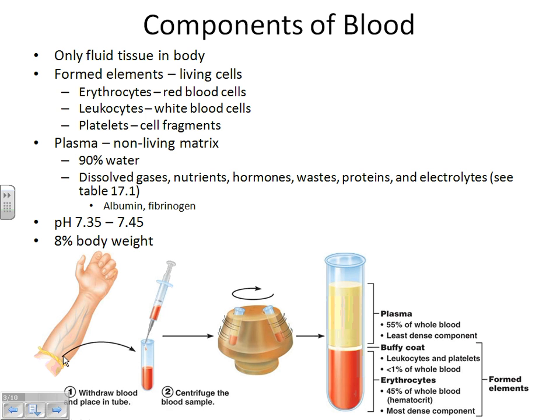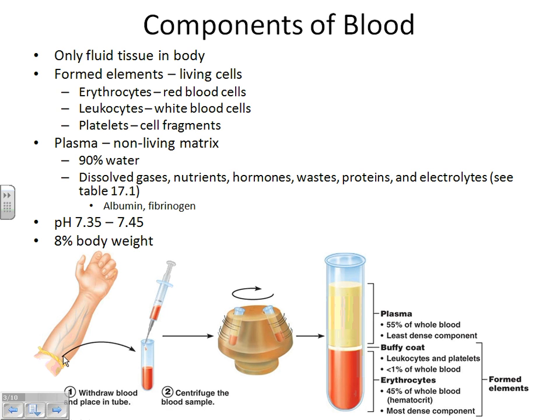Blood has two parts, the liquid part and the more solid part. Okay? The liquid part is the plasma, mainly water. You do have some proteins, some other stuff in there, gases, but it's mainly water. The formed elements are your erythrocytes, your leukocytes, and your platelets.